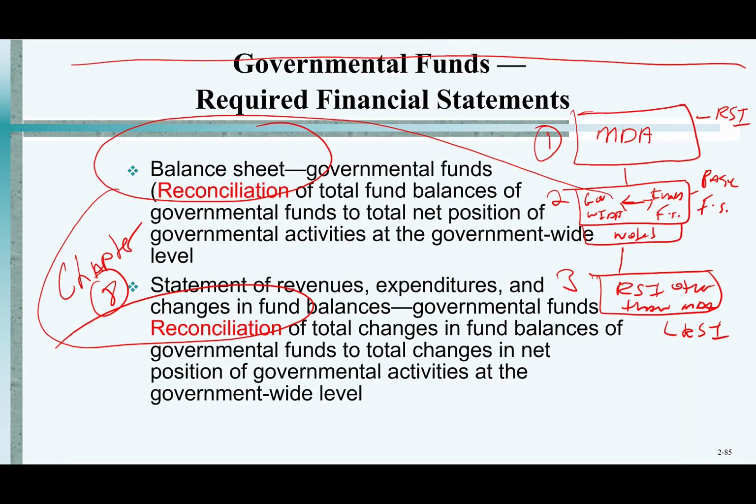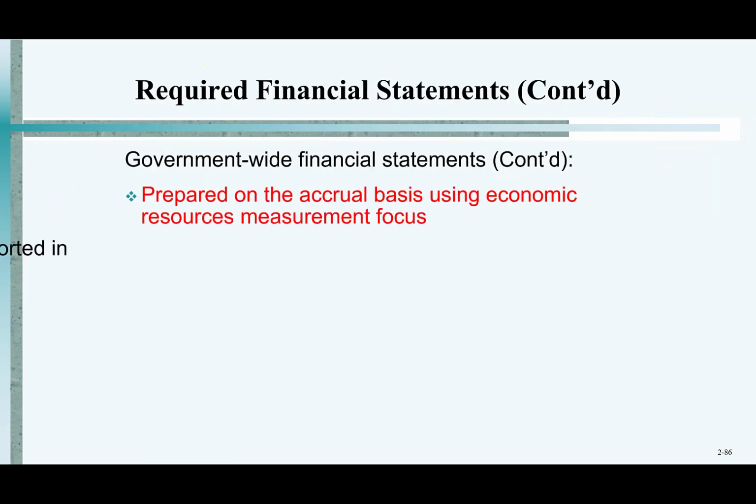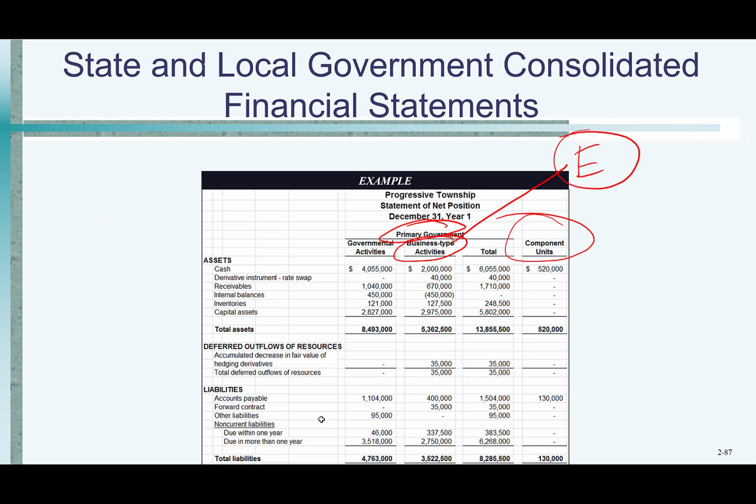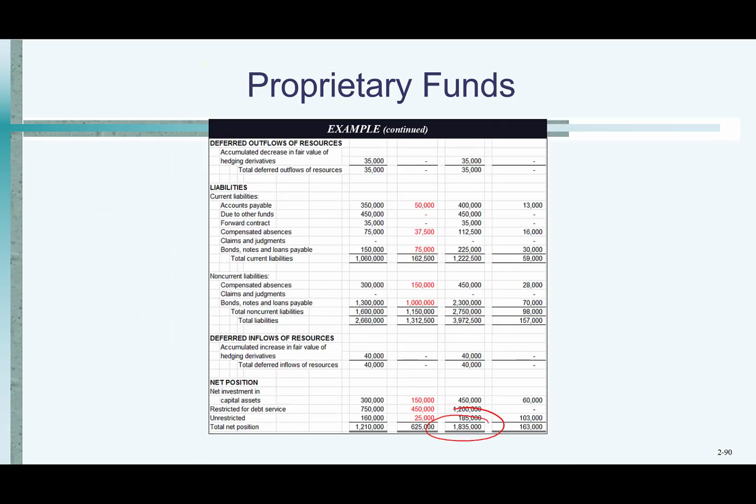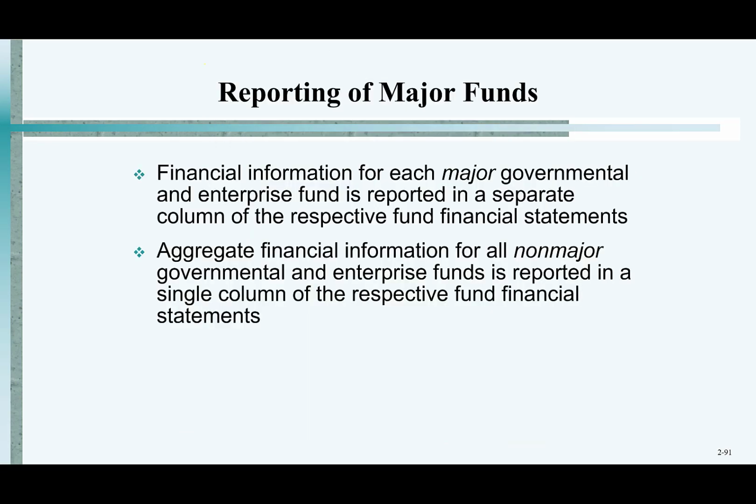We will have to perform the reconciliation, right? And I showed you what that looked like earlier. That's what that little arrow is about. I'm not going to do that again. You get that. We roll up the enterprise funds into business-type activities. I'm not doing that again. Okay? Okay, let's talk about major fund reporting. Okay? Now, what happens?